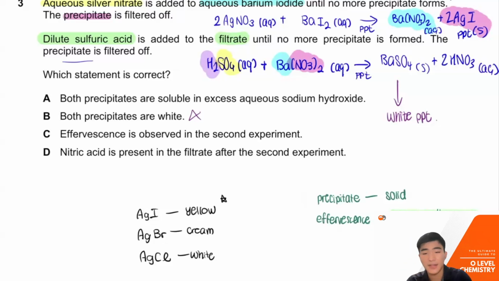This you must be very, very clear. Effervescence is always used to refer to gases. So for this, option C will be out as well. The last one is correct because HNO3 is produced. So option D is the correct answer. Any question?